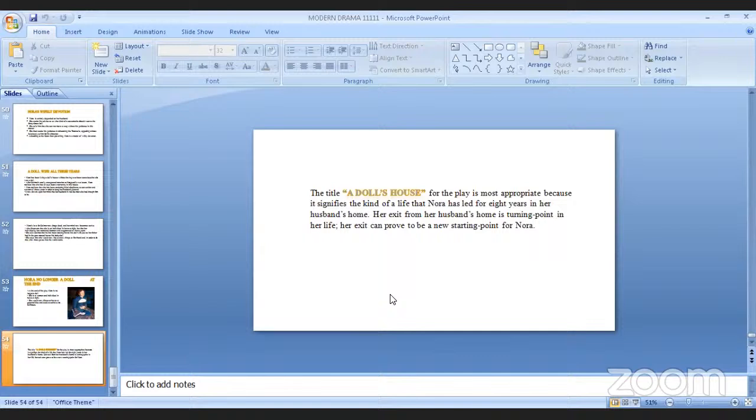And this title is very appropriate because it signifies the kind of life that Nora has led for 8 years in her husband's home. So her exit from her husband's home is a turning point in her life. Her exit can prove to be a new starting point for Nora.